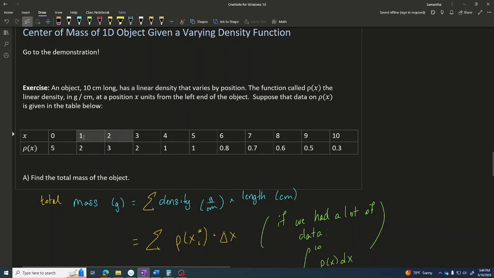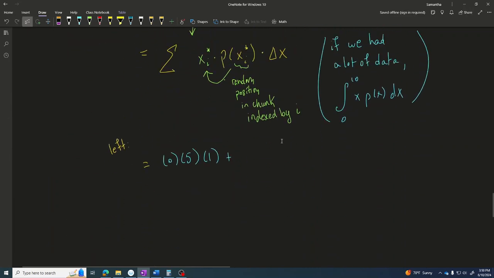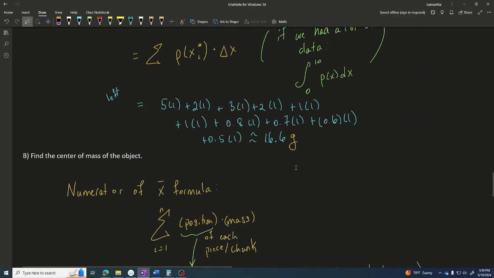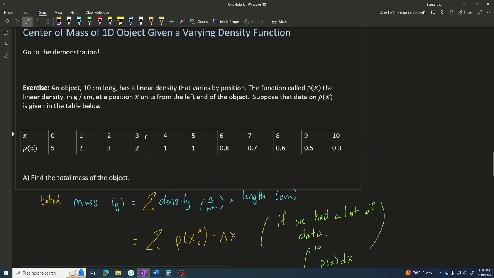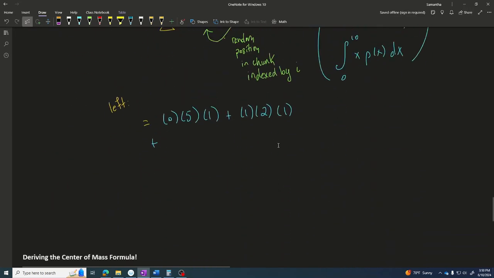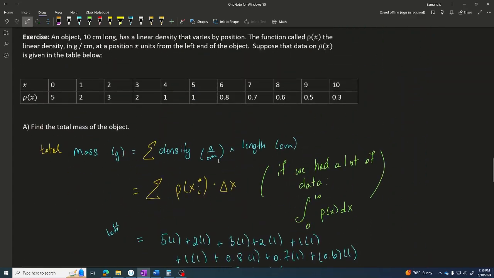Likewise, on the second chunk, it would be 1, the left-handed x, and 2, the left-handed y that I would use for my x value and my rho value, and then times delta x, still 1 in this case. And as well on the third chunk, I would be using x equals 2 and rho equals 3, these left values, 2 and 3. And let me fill in the rest of this information.